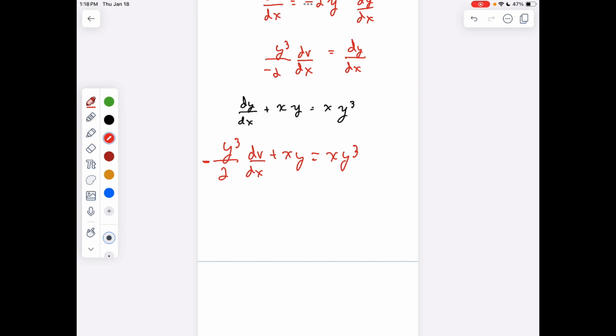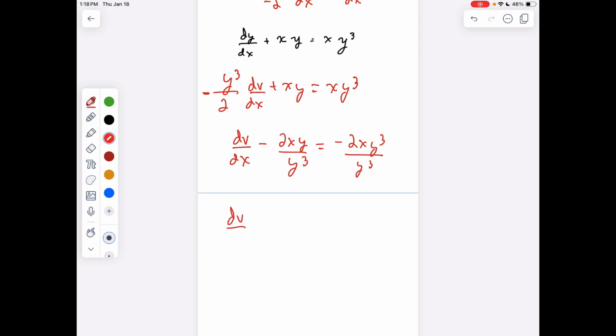And what I'm going to do next is as follows. I'm going to get the dv/dx term just by itself, with no coefficients in front of it. So I'm going to multiply both sides by minus 2 over y³, and you would produce something along these lines. So it'd be dv/dx minus 2xy over y³ equals minus 2xy³ over y³. And if we simplify the second and third expressions, you come up with minus 2x over y² equals minus 2x.